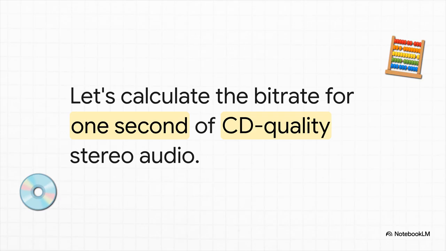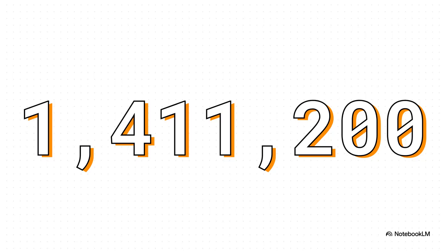So let's actually run the numbers. We'll just use standard CD quality as our example. We take that sample rate, 44,100 Hz, multiply it by the 16-bit depth, and then multiply that by 2 for our stereo channels. The result is, well, it's staggering.